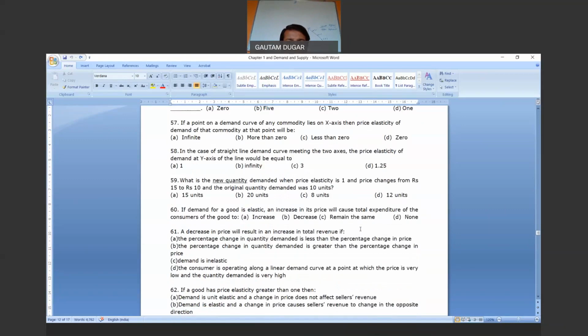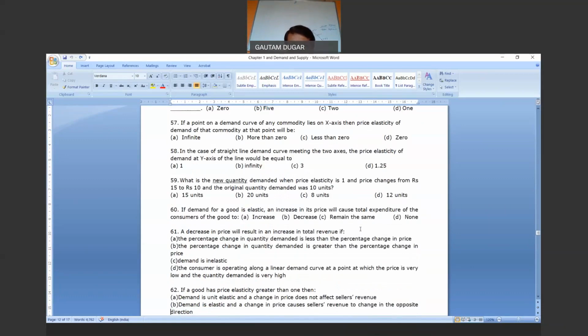In the case of a straight line demand curve meeting the two axes, the price elasticity of demand at the y-axis would be infinity. It's B. 58 is B.